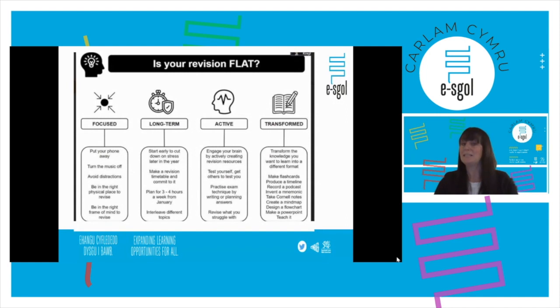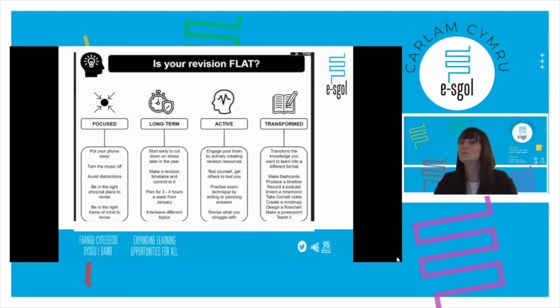Make sure your revision is active as well. So engage your brain by actively creating revision resources, and then test yourself. The flowers in the field that we looked at right at the very beginning, remember you need to go into your brain and pull out this information to make those pathways stronger and stronger and stronger, to get that information when you are actually in an exam. So practice exam techniques, answer questions, plan answers, and put things together yourselves. And revise what you struggle with. I'll come back to this point a bit later as well. But you should be looking at the subjects that you find difficult just as much as the ones you enjoy.